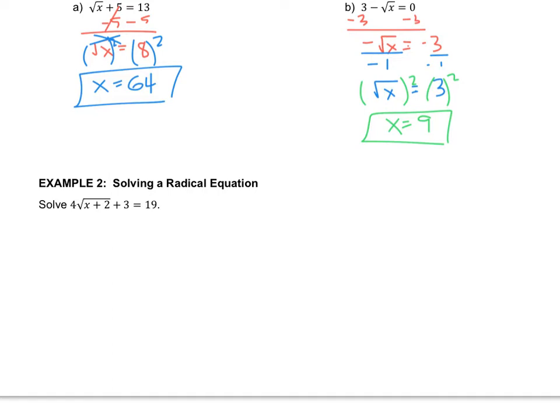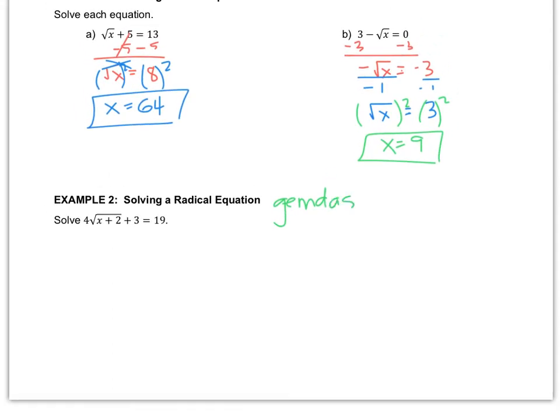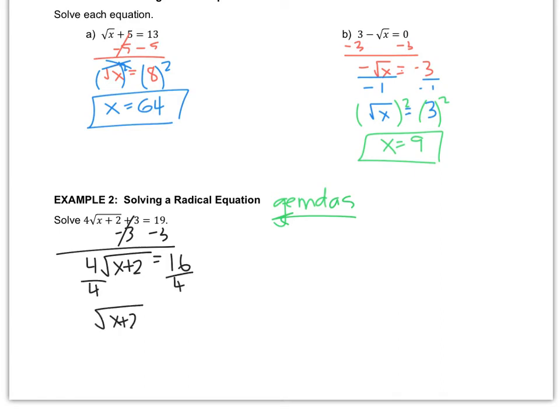If you think about GEMDAS backwards, we're going to first get rid of the addition. Then we're going to divide by 4. And then you square both sides. So x is equal to 14. That's it.